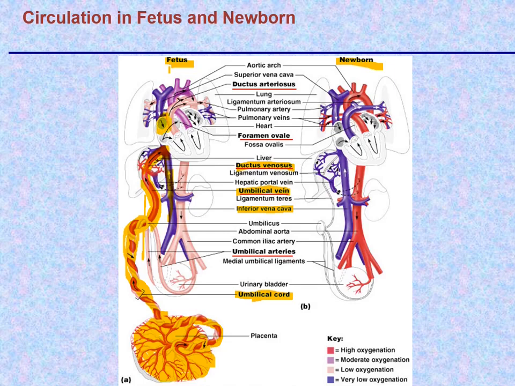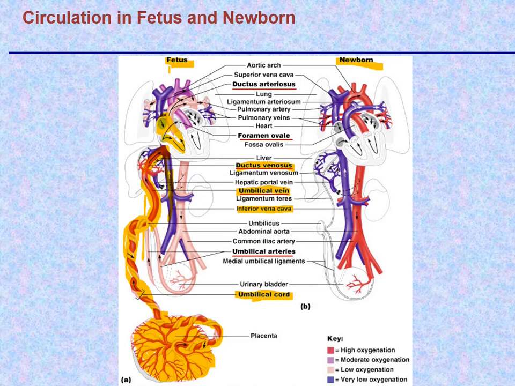Now, normally, as you know, in a newborn or adult, blood will go into the right atrium, then to the right ventricle, and then up just like this, and then up the pulmonary trunk to the lungs to get oxygenated.